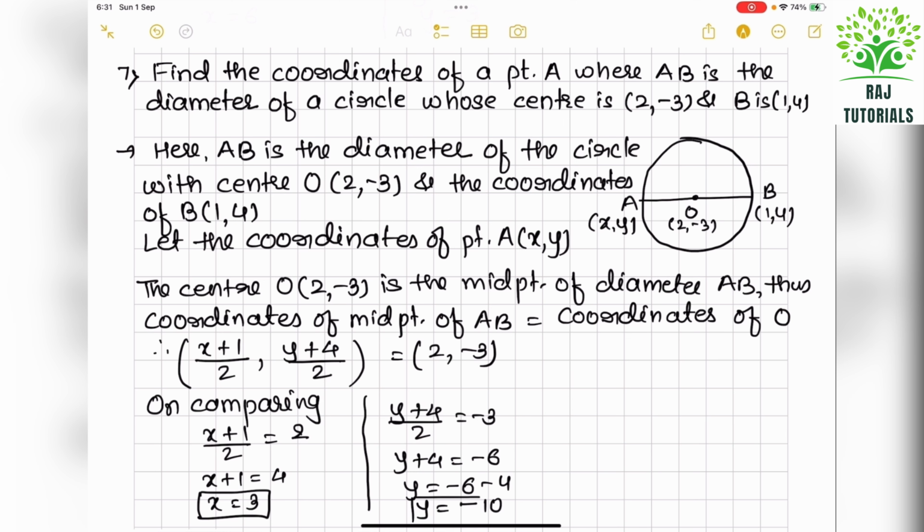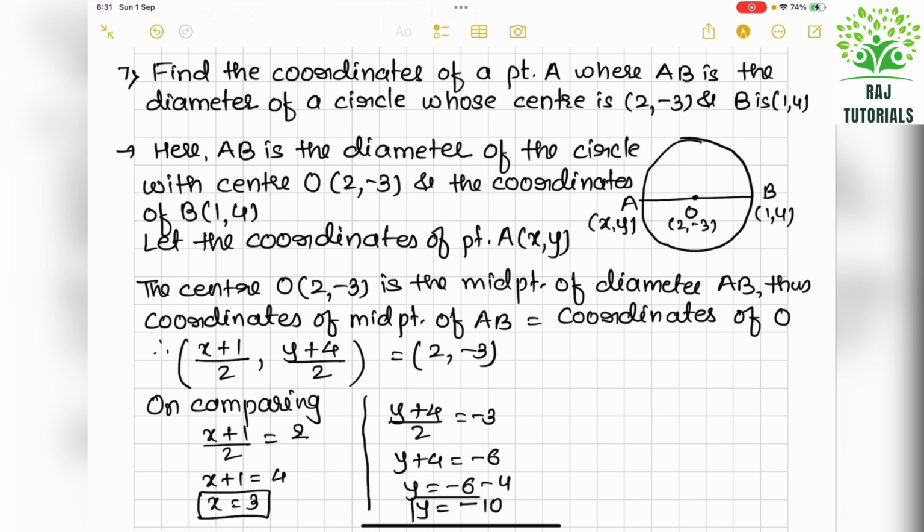Next question says if A and B are (minus 2, minus 2) and (2, minus 4) respectively, find the coordinates of P such that AP equal to 3 upon 7 AB and P lies on the line segment AB. So diagrammatic representation I have shown. It is clearly seen that if AP equal to 3 upon 7 AB, so BP will be 4 upon 7 AB. So I can say AP is to BP equal to 3 by 4.